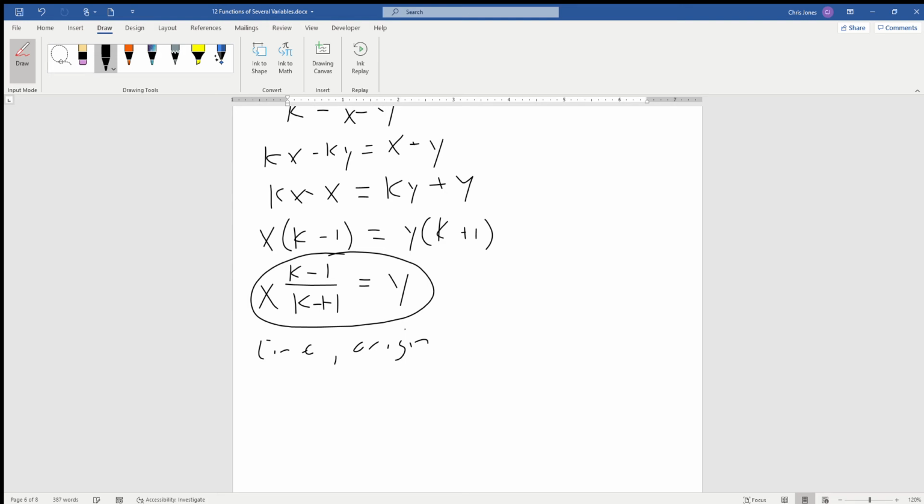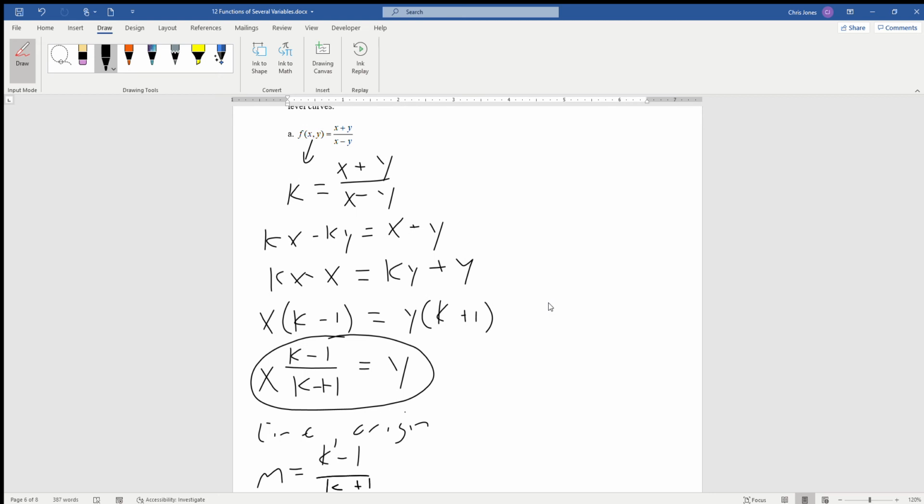Zero, zero is a point on every single one of these, and the slope of this line is k minus 1 over k plus 1. To illustrate what a few of these might look like, if k is equal to 1, then y is equal to x times 1 minus 1 divided by 1 plus 1. We can see clearly where this is going. In other words, y is equal to 0. So that's one of the level curves.